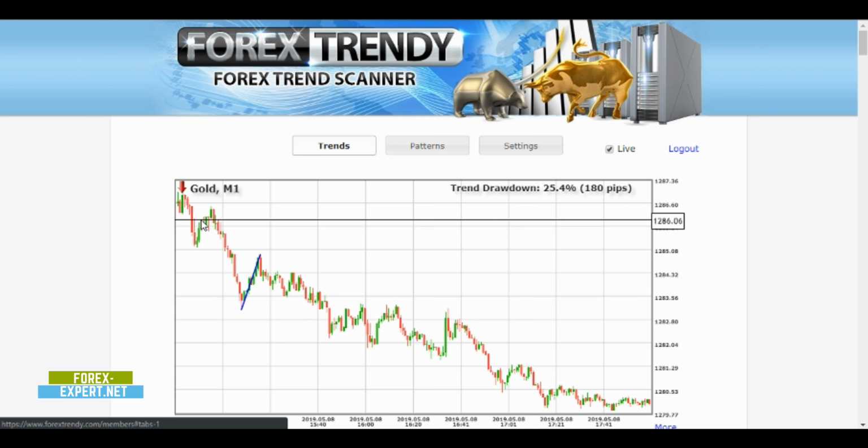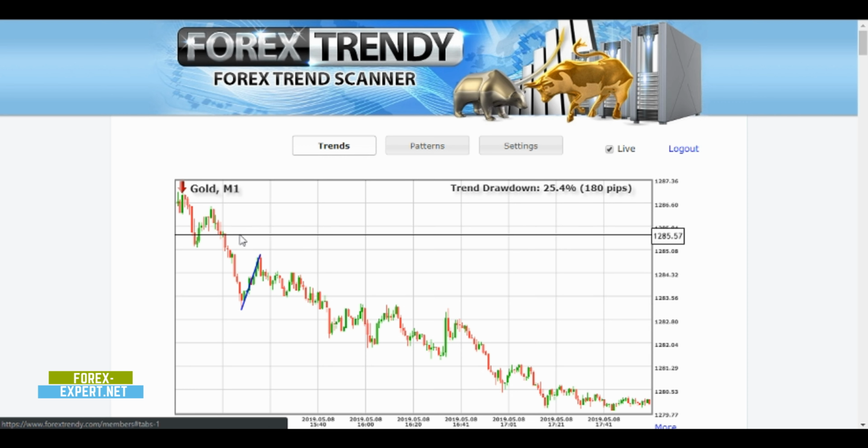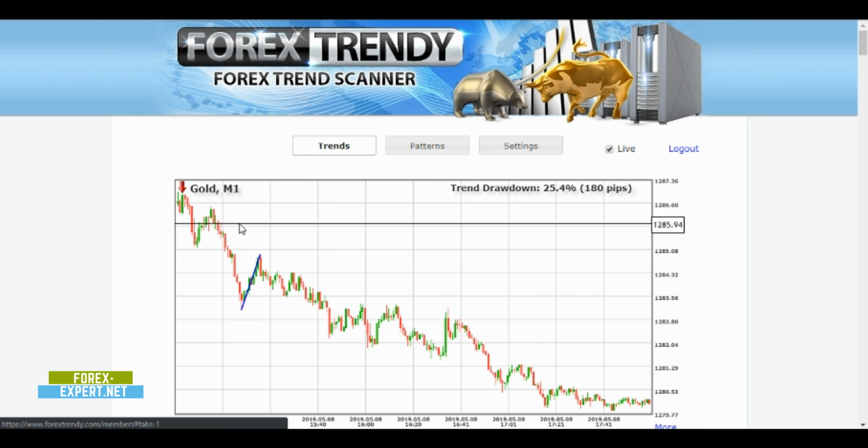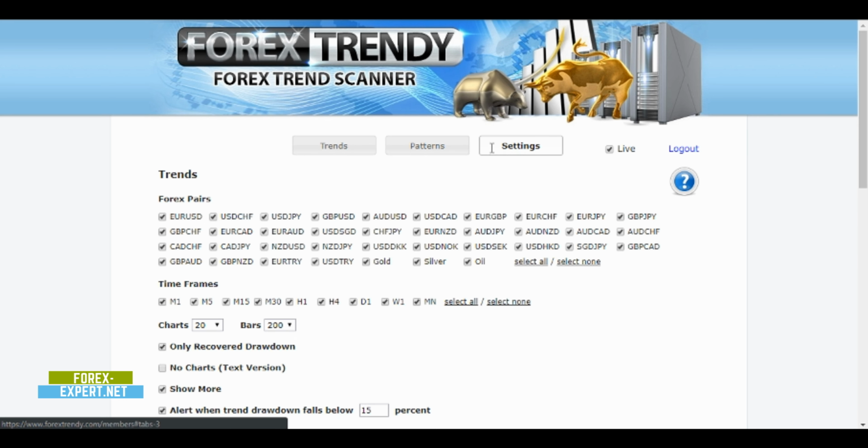So yeah, we are in the trends page dedicated to trend following, and at the top of the page you will find the best currency pair or commodity on all time frames with the lowest drawdown. According to your trend following strategy, you can go here on settings and select the forex pairs you are trading with, and the time frames.